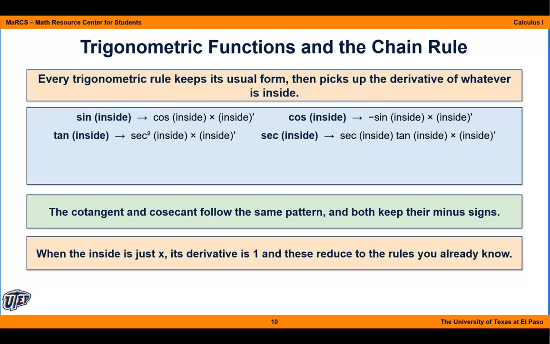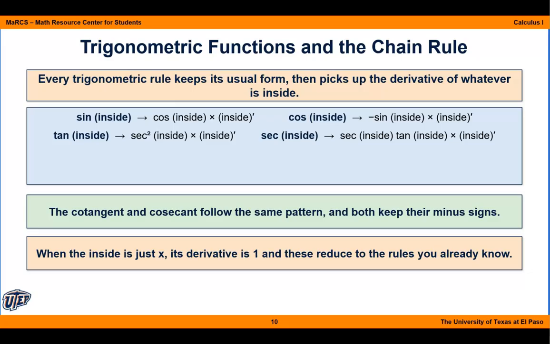The chain rule combines directly with the trigonometric derivative rules. If u represents the inside function, then d/dx of sine of u equals cosine u times u prime. d/dx of cosine u would equal negative sine of u times u prime. d/dx of tan u would equal secant squared of u times u prime. And d/dx of secant u would be equal to secant u times tan of u times u prime. The trigonometric derivative keeps its usual form, and the derivative of the inside becomes an additional factor.